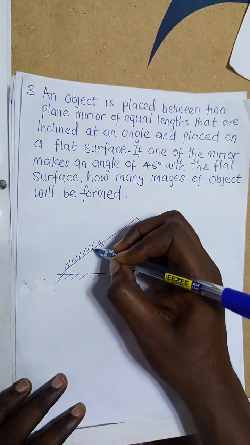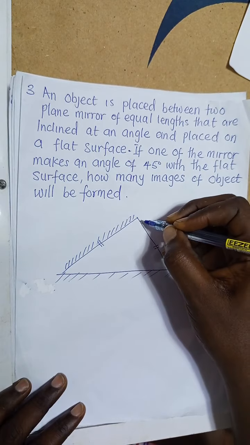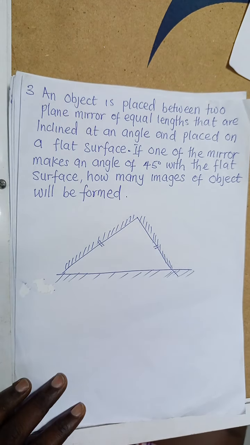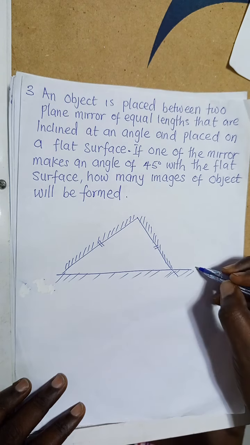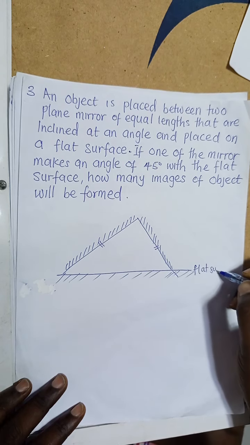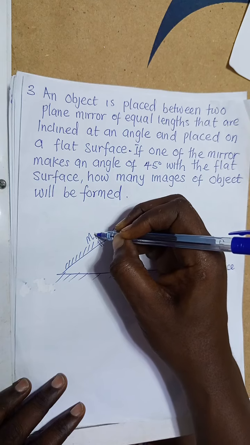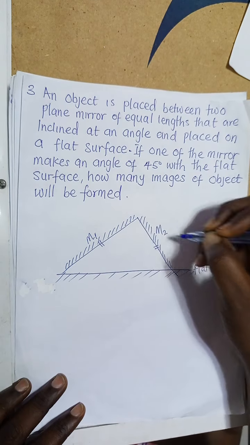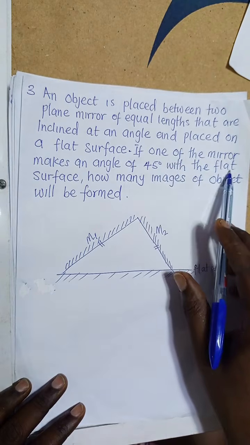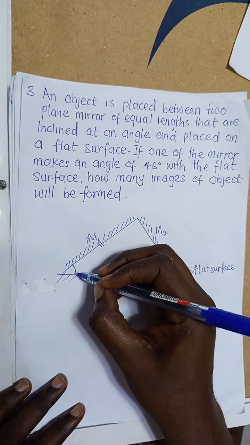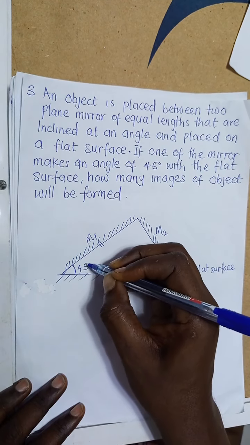This is a mirror of equal length with this mirror. Okay, let's see what is happening there. Now, they said if one of the mirrors makes an angle of 45 degrees, this is a flat surface. This is mirror 1, let me label it. And this is mirror 2. They said if one of the mirrors, let's pick mirror 1, makes an angle of 45 degrees with a flat surface. So this is 45 degrees.